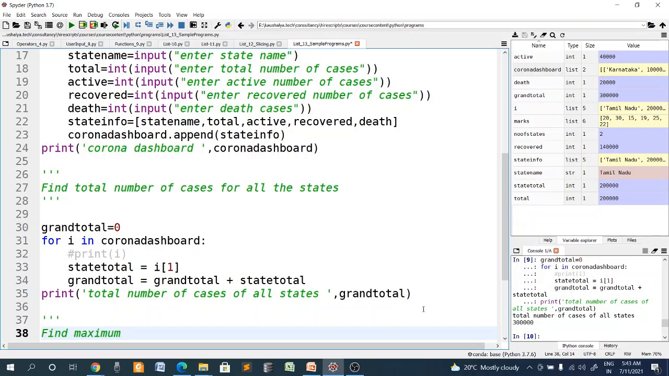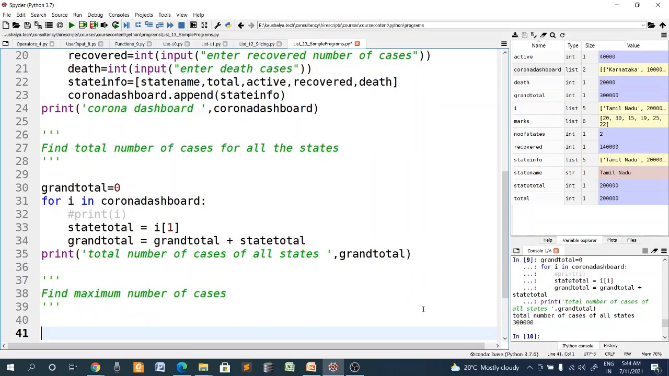Find the maximum number of cases among the states. Right, maximum number of cases among the states.